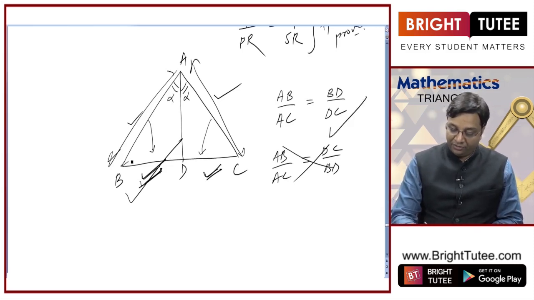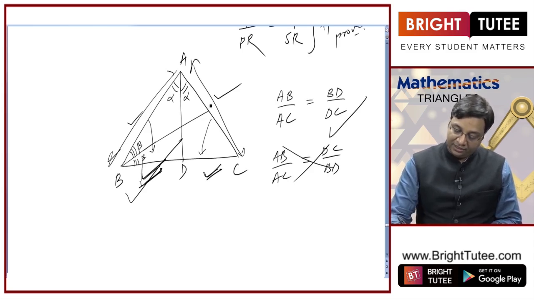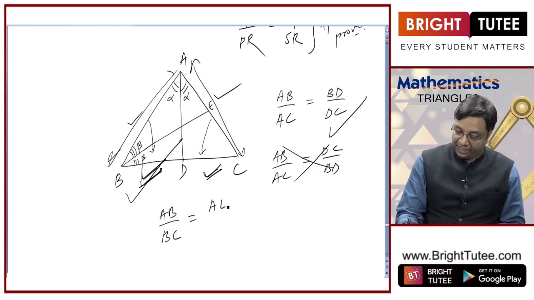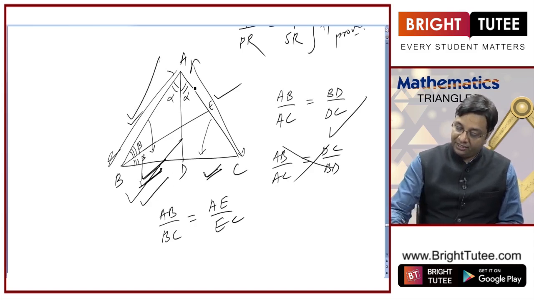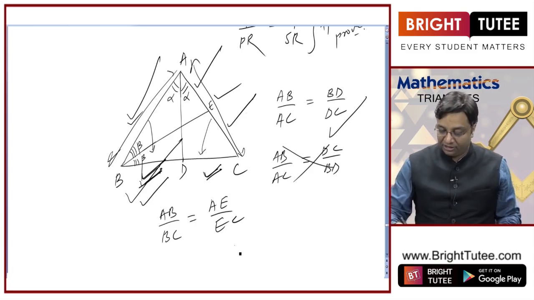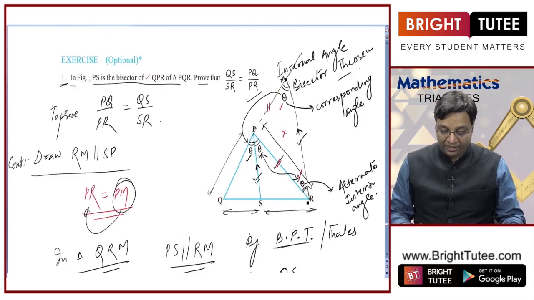For that matter, if you draw the angular bisector of angle B, let us say this angle is beta and this angle is also beta, and this is E. So what will be the ratio AB by BC? It will be equal to AE by EC: AB by BC equals AE by EC. So take care of the corresponding segments. So this is about the internal angle bisector theorem and its proof.